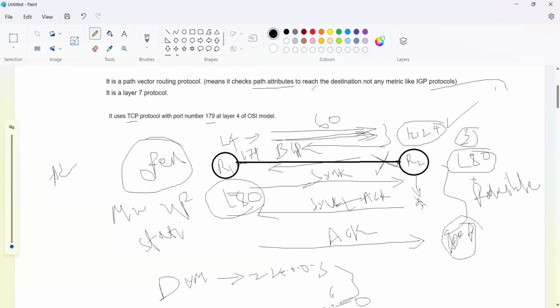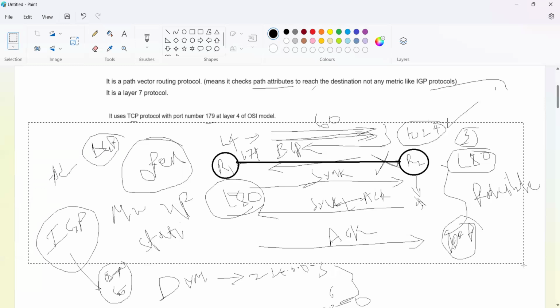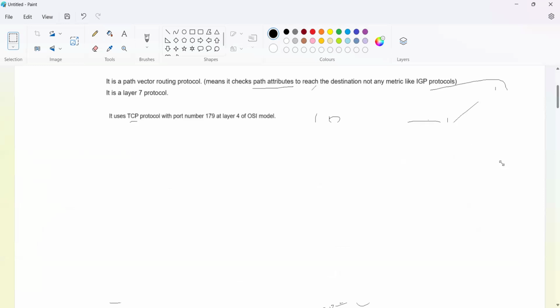But BGP is the only protocol that can maintain lakhs of prefixes, not thousands of prefixes. IGP will maintain thousands of prefixes. If you use lakhs of prefixes in OSPF or EIGRP, the neighborship will not perform well. Those routing protocols do not perform well. If you are using the BGP protocol, you can use lakhs of prefixes. Understood? Yes or no?